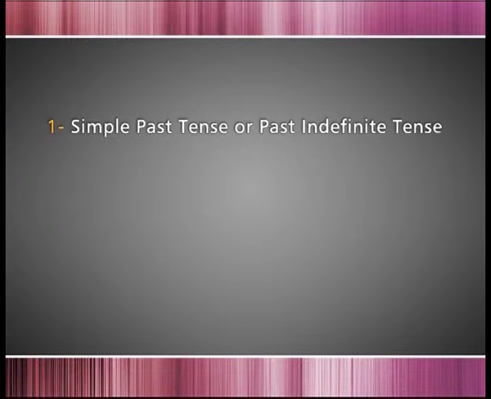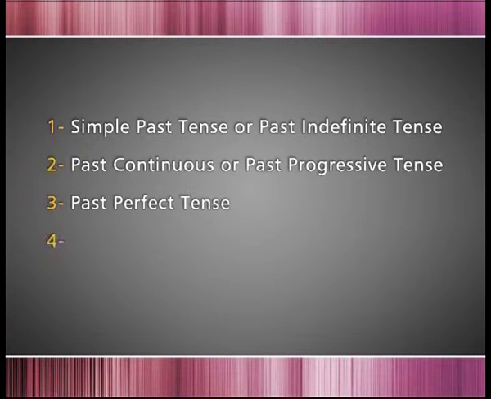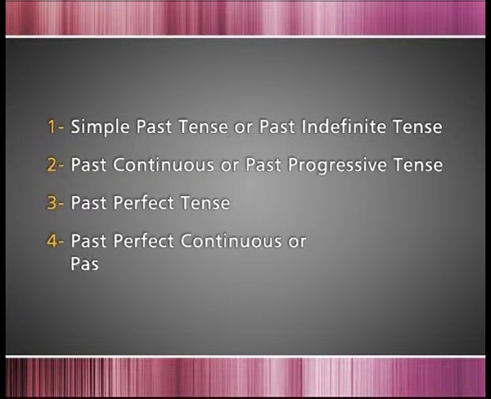The past tense is categorized into 4 kinds. 1. Simple past tense or past indefinite tense. 2. Past continuous or past progressive tense. 3. Past perfect tense. 4. Past perfect continuous or past perfect progressive tense.